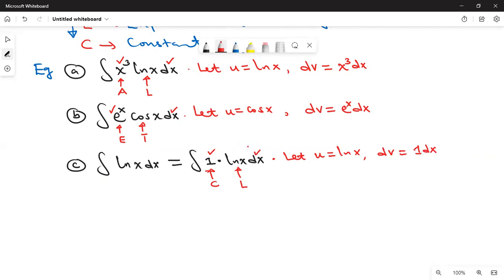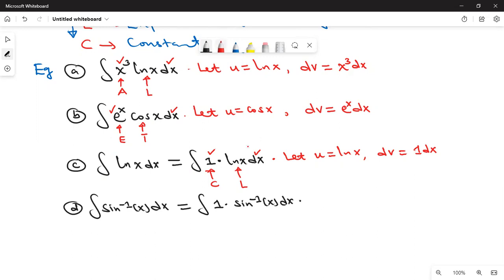Very important. Let me give you another one where we have the inverse function. The last one, part D, let's say you want to integrate sine inverse of x dx. So to be able to work that out, this is what you are going to do. You rewrite this as the integral of 1 times sine inverse of x dx.